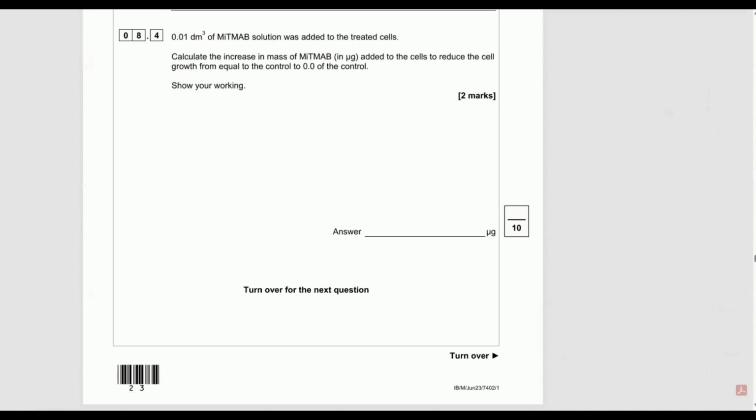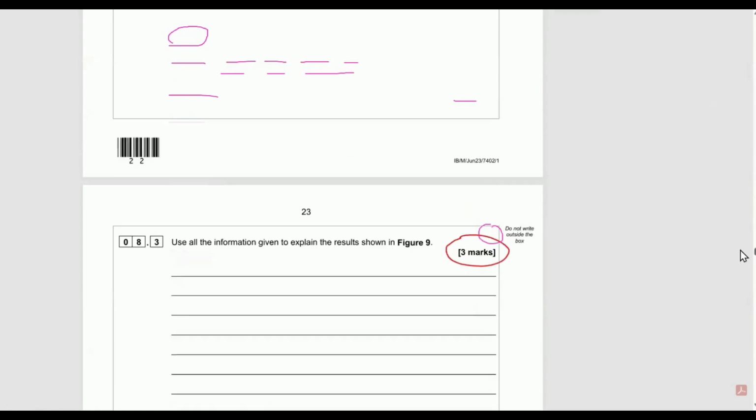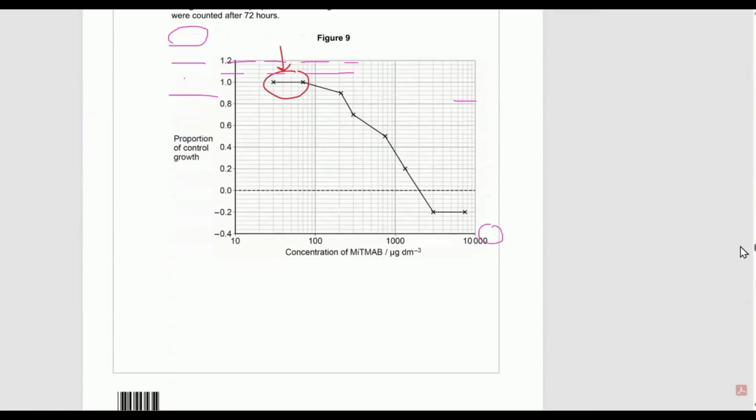Now for the final part of this, we've got a little maths one. Whoopee! 0.01 decimeter cubed of MIPMAP solution was added to the treated cells. Now we need to remember that because I'm going to go back to the graph to calculate this. Calculate the increase in mass of MIPMAP in micrograms added to the cells to reduce the cell growth from equal to the control to 0.0 of the control. So we want to start at a point where the cell growth is equal to the control. And we want to finish to find our difference at where there is 0 cell growth when compared to the control.